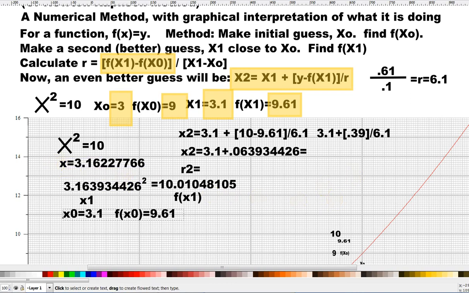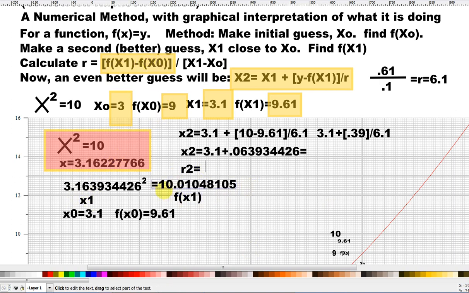So let me actually highlight this. This is the true answer right here. Well, when I say real answer, it's what the calculator gives us. It's not perfect, but it's going to be pretty good. We're going to get something almost exactly equal to that in this case. So let's go through. We calculate a new r. So new r, r2 here equals f of x1 minus f of x0.